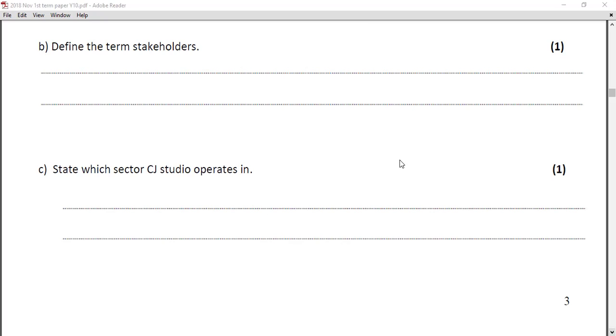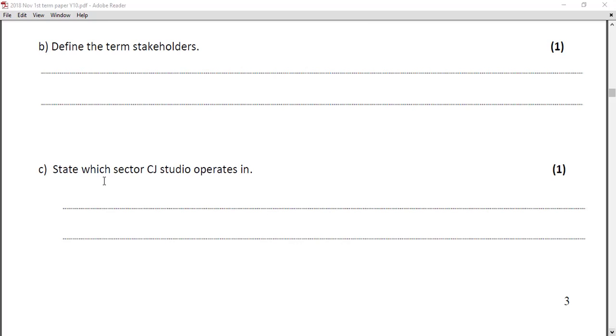So you have to write a full sentence. If you just write tertiary sector, 0 marks, right? It's not secondary sector actually. It's just not primary sector. It's tertiary sector, and you have to develop that. Write the full sentence. Look at Arvind's answer. Excellent answer. CJ Studio operates in the tertiary sector as they provide a photography service. Right, so you have to write like that.